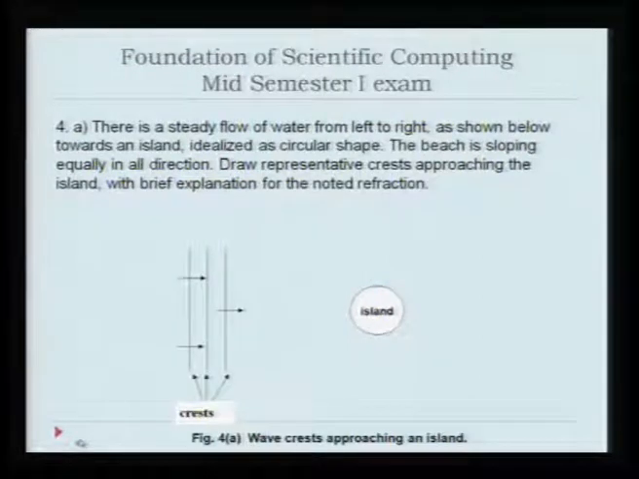This is question number 4a. It basically asks you to explain what you are going to see when a wave front approaches an island. The island has been idealized as circular in shape, and we are also told the beach is sloping equally. That means as you go farther away from the island, it becomes deeper and deeper, and some representative wave crests are shown, which are kind of parallel here. As they approach the island, we need to find out what happens to this wave front. That is what you'll have to answer.